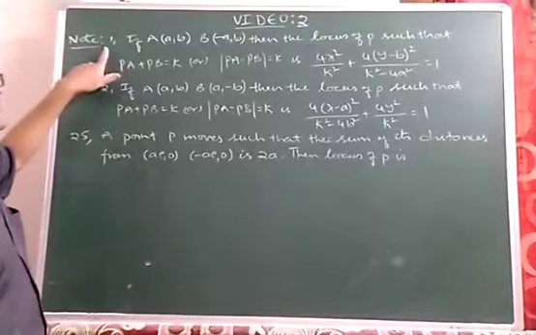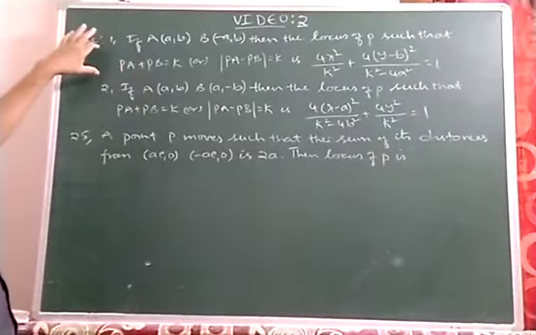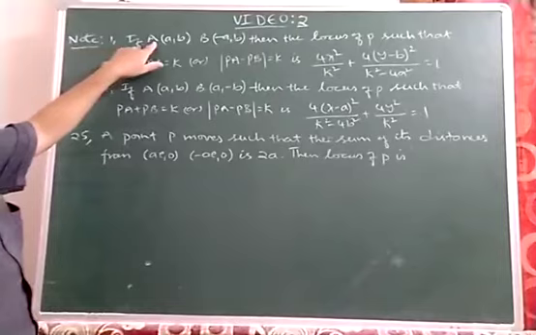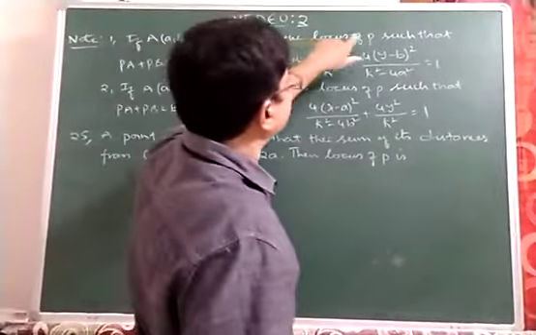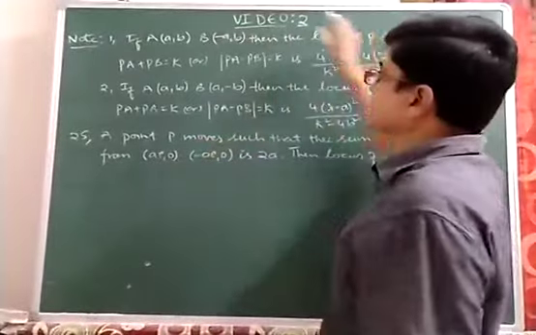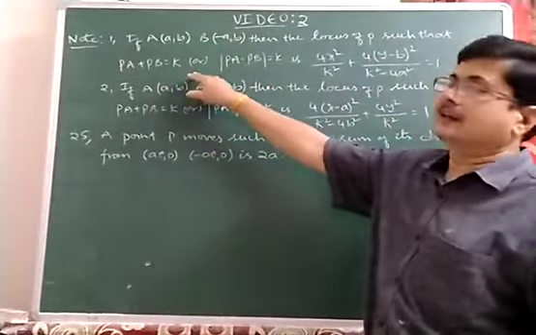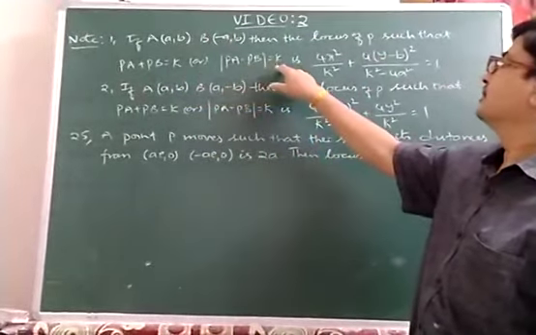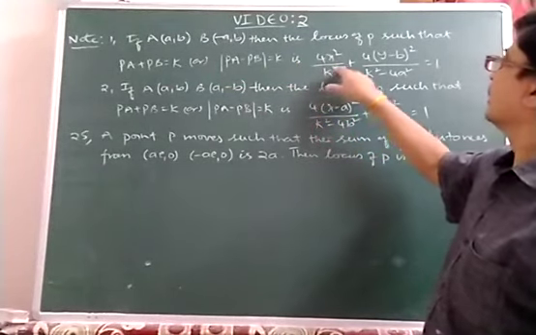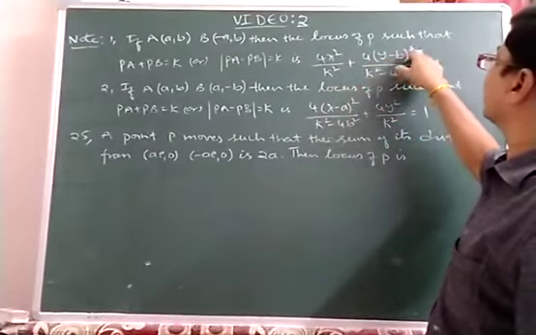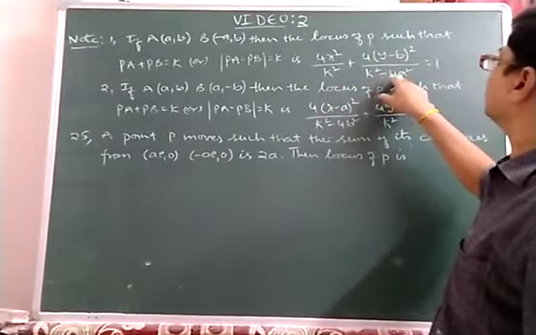Next model, note 1. That is, if A is (a, b) and B is (−a, b), then the locus of P such that PA + PB = k, or |PA − PB| = k, is 4x² by k² + 4(y − b)² by (k² − 4a²) = 1.